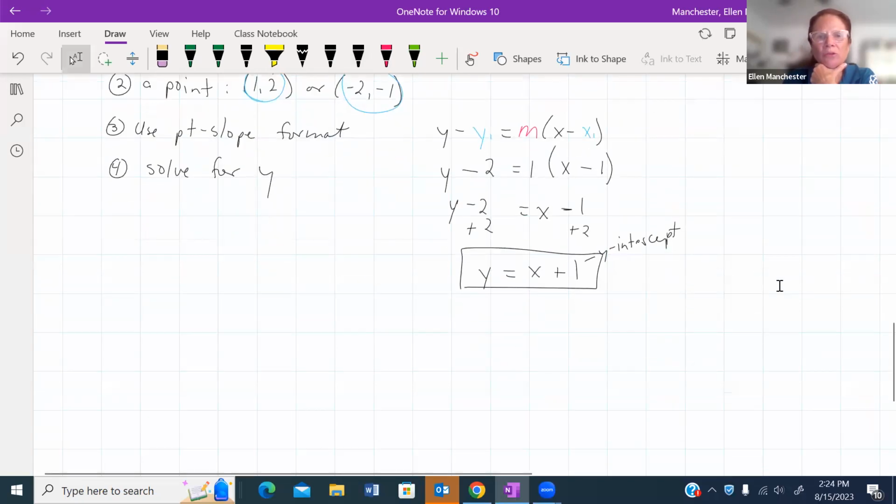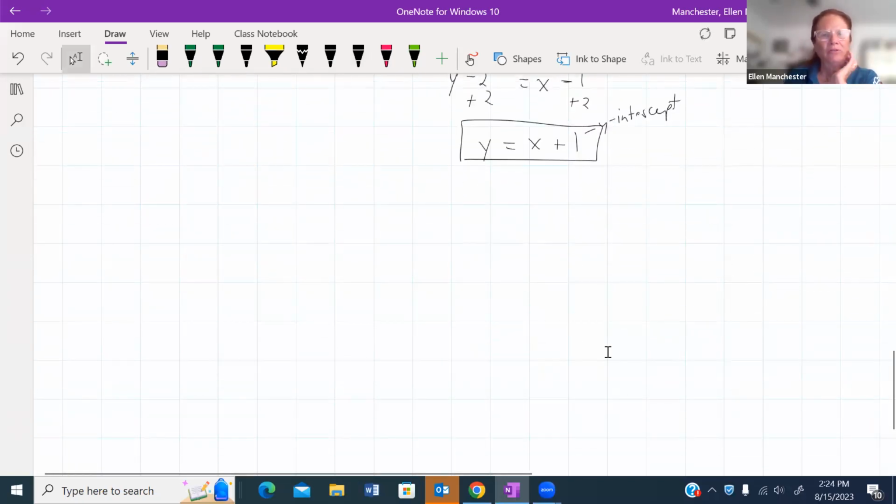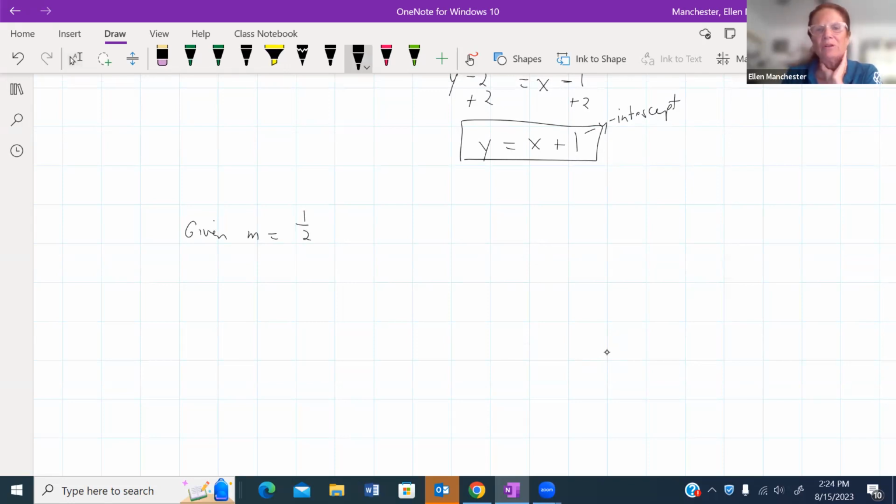All right, so let's walk through one more, finding the equation of a line. So let's say that we are given the slope is 1/2. Okay, so it rises 1 and runs 2. And I'm going to make it negative. Remember, a negative slope means it's decreasing, it's going downhill. So our slope is -1/2, and we have a point at 1, 3. So what's the equation of the line?